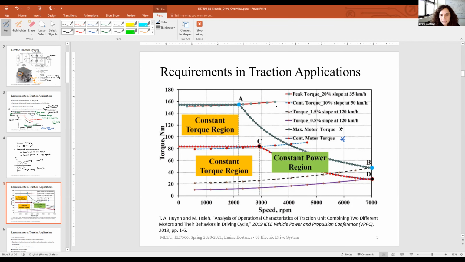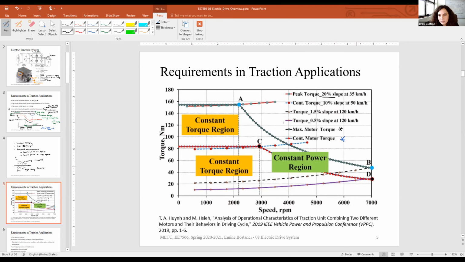Here they also showed that peak torque is required if we have a slope or we want to accelerate in this part. The continuous torque is for when we have less slope. And for the high speed case, if we are more or less on a straight road, then this much power is going to be enough for regular driving.